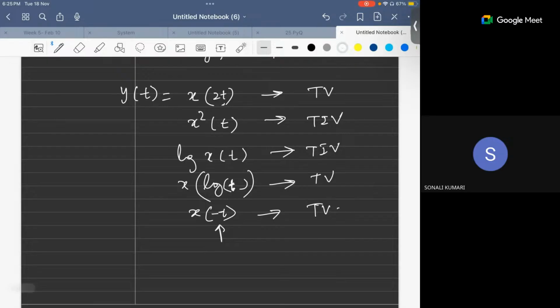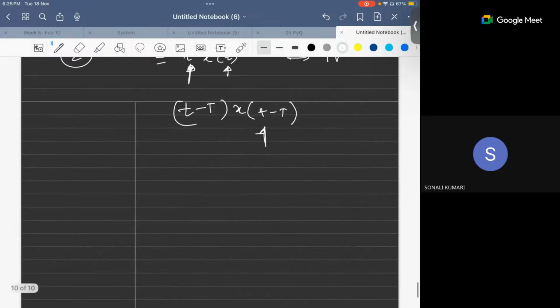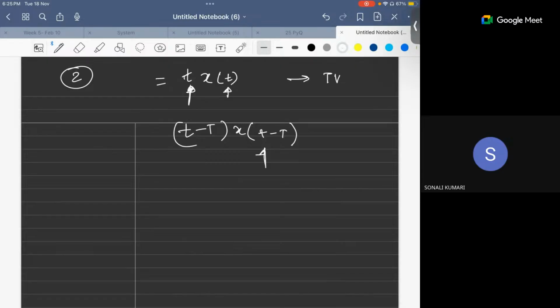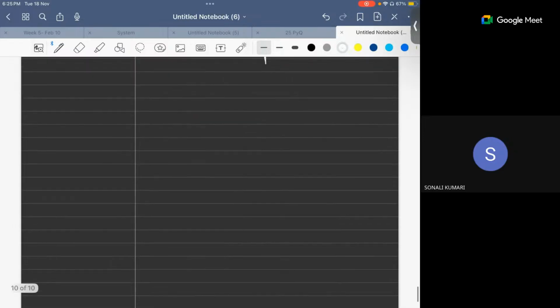Okay, clear? So I told you two things. One, operation on t will make the system time variant. And if you see the variable t apart from the function, whatever the system has been given to you, anywhere else, you can blindly mark it as time variant. Okay, clear? Now I'll make some notes and then upload them in the group, so that you can read them also.